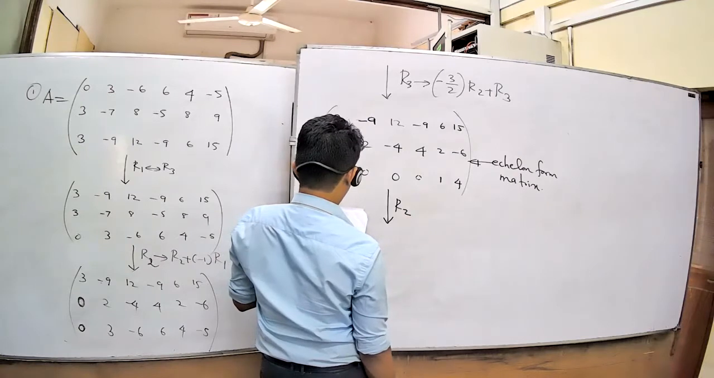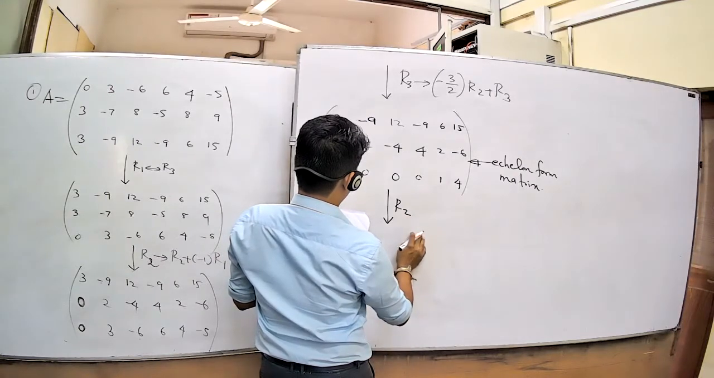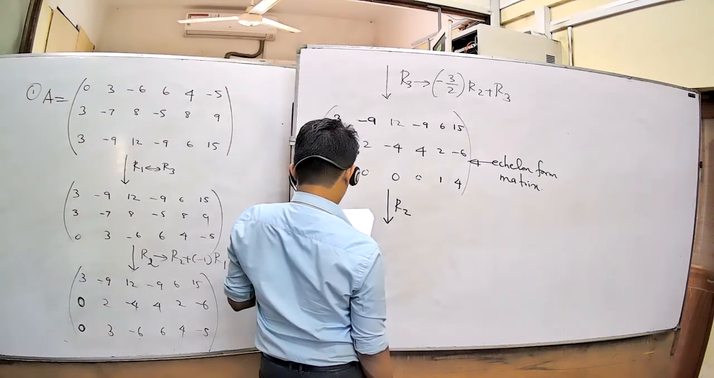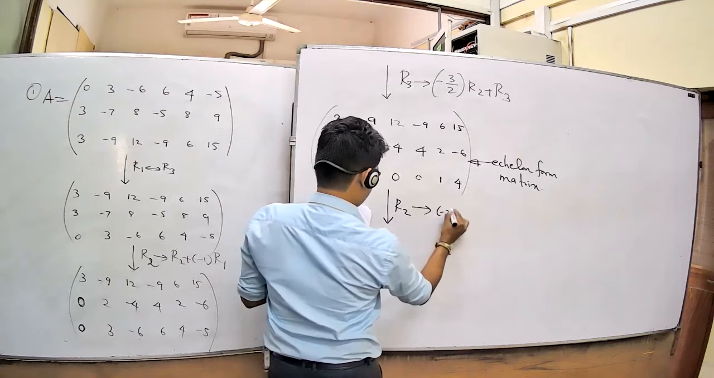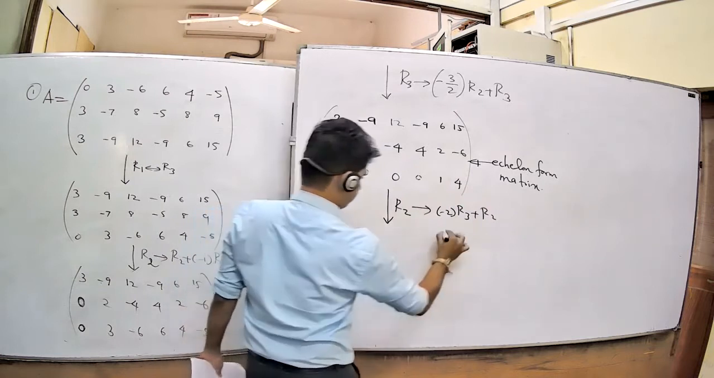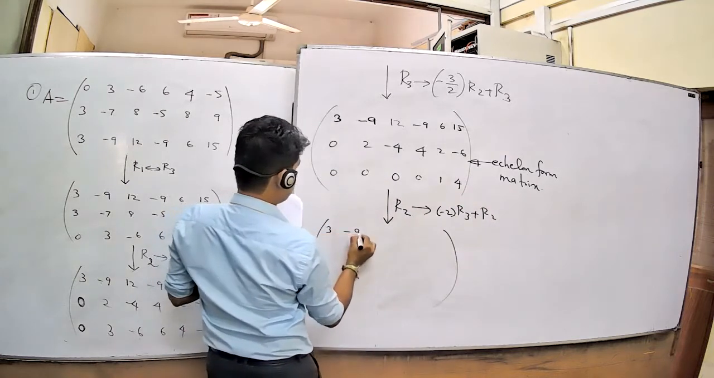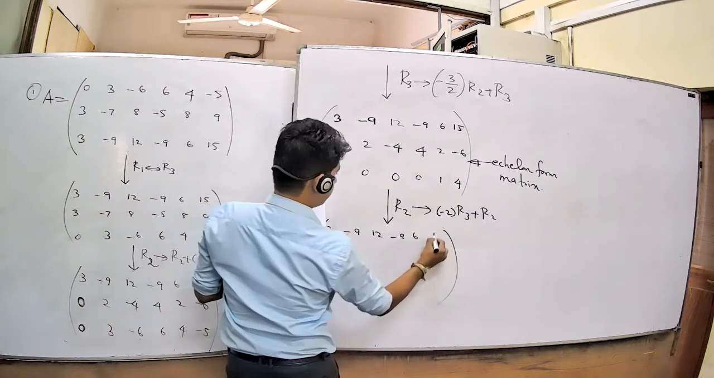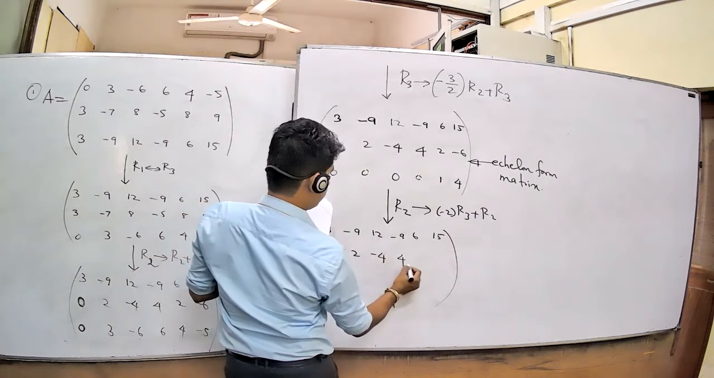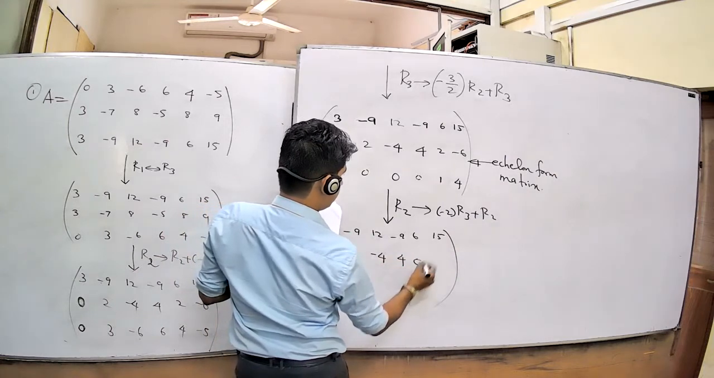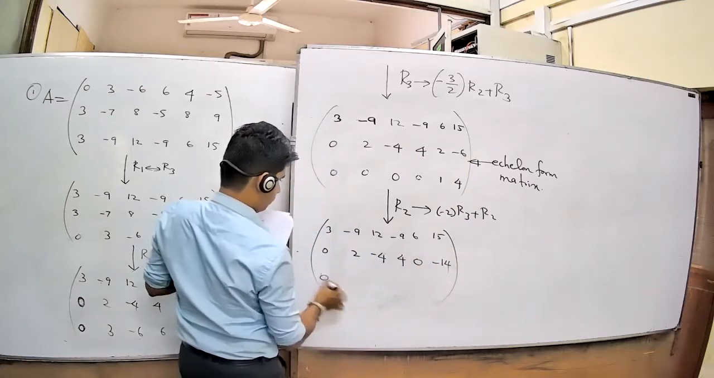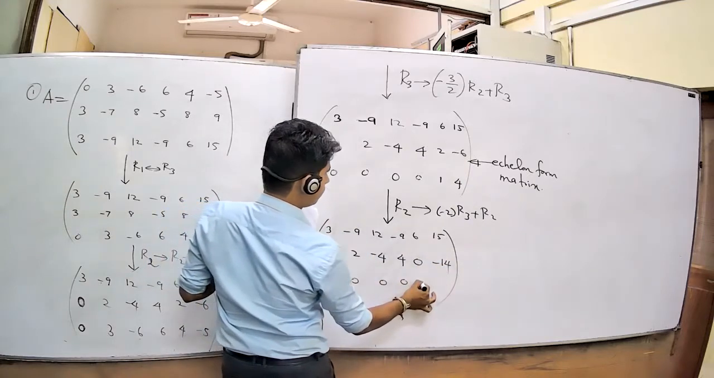R2 replaced by minus 2 times R3 plus R2, then you get here 0. 3 minus 9, 12 minus 9, 6, 15. 0, 2 minus 4, 4, minus 2, 2, 0, minus 8, 2, minus 40. 0, 0, 0, 0, 1, 4.